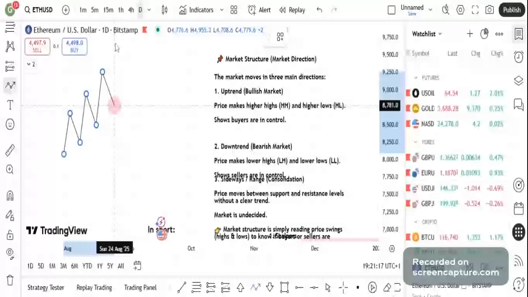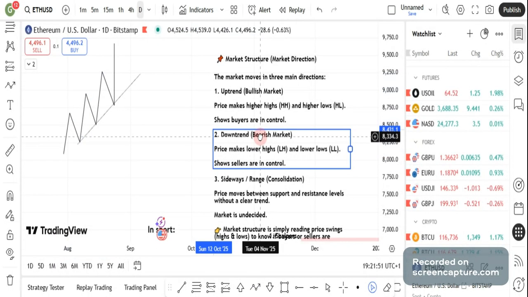A downtrend means a bearish market. A downtrend, or bearish market, means something is selling. That is, sellers are the ones in control of that market. When something is in a downtrend, it means sellers are in control of that market.